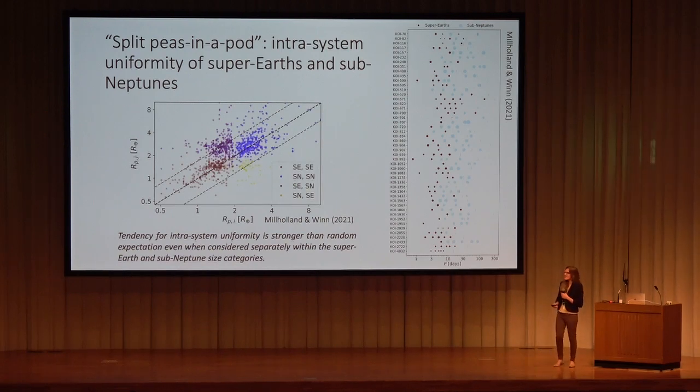Yeah, so unfortunately this study was just radii, so we didn't have masses. I think as the sample grows, looking at intersystem density variations would be very, very interesting.